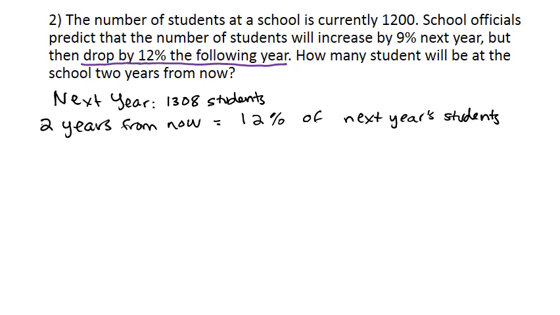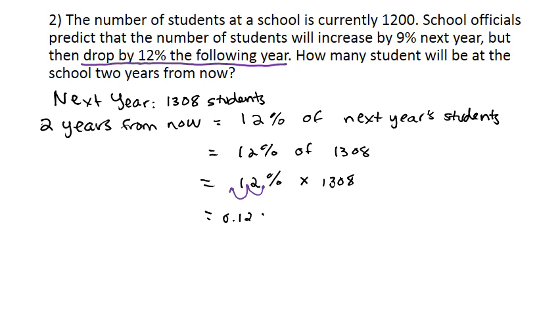So 12% of next year's students, and that will be 12% of 1,308. So that would be 12% times 1,308. Then we need to convert this percentage into a decimal. So I have my decimal point and move it 2 spots to the left. And I end up with 0.12 times 1,308.